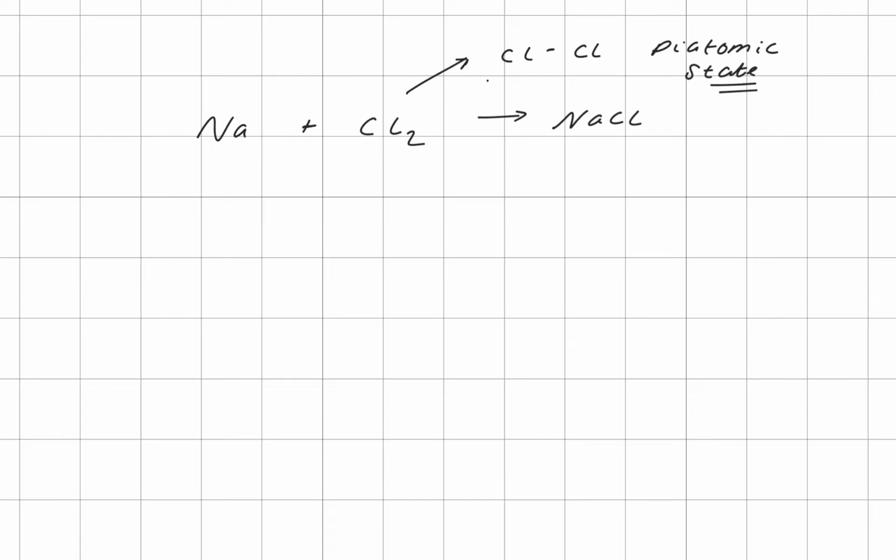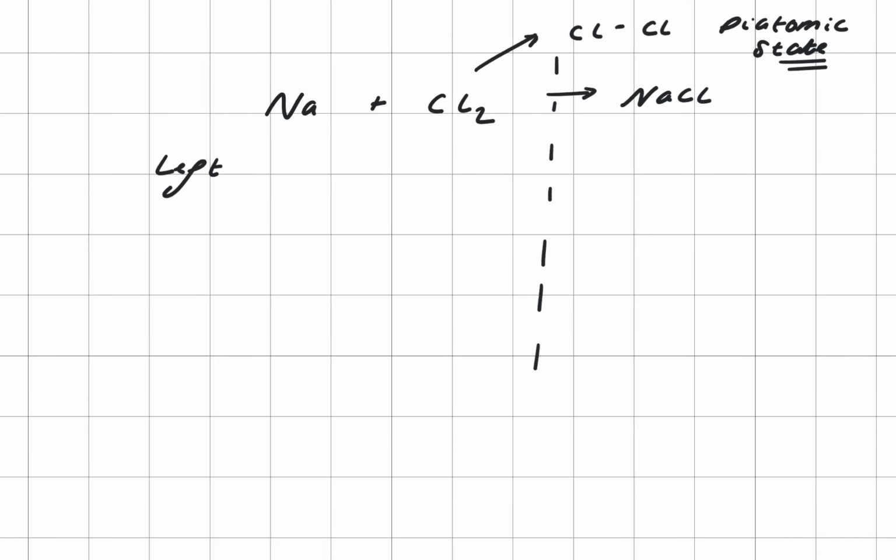Now let's break this down. On the left side of the reaction, I'm going to count exactly how many atoms I have. So sodium, I have 1, and chlorine, I have 2. And I'm going to do exactly the same thing on the right side. So sodium, I have 1. And chlorine, I have 1, because on the right side there's only 1. Now, as you can probably see from that, the only thing that doesn't balance currently is the chlorines, and we need to change that. And this is exactly where coefficients come in.